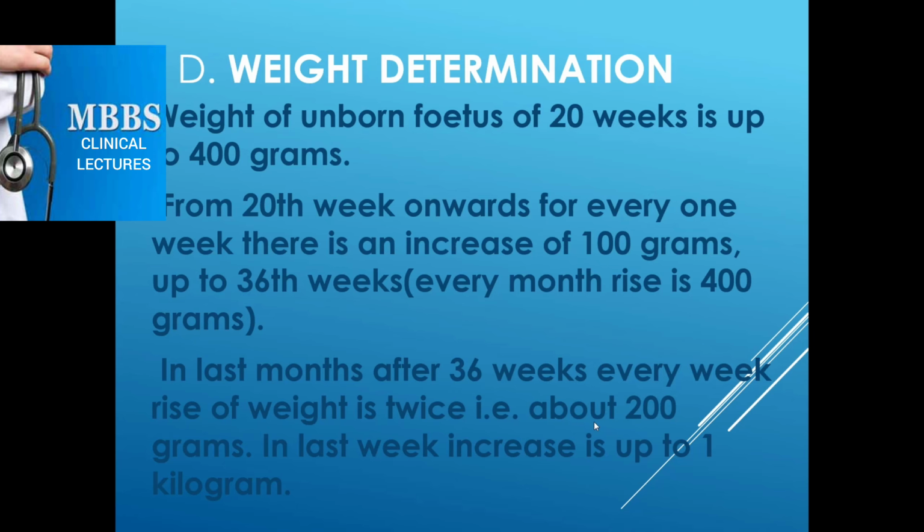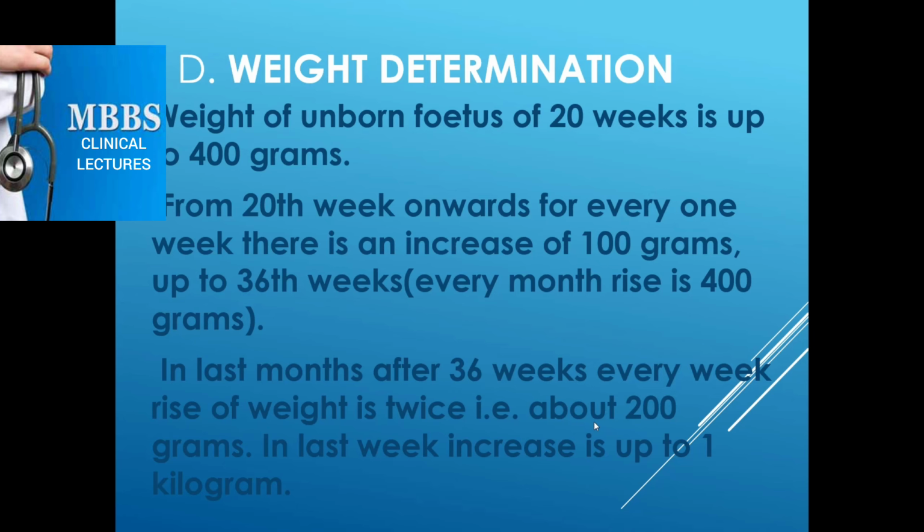Weight of unborn fetus of 20 weeks is up to 400 grams. From 20 weeks onward, for every 1 week the increase is 100 grams up to 36 weeks. From 20 weeks to 36 weeks, the rise in the weight is about 100 grams per week, or every month there is a rise in weight of 400 grams per month. Okay, this is up to 36 weeks.